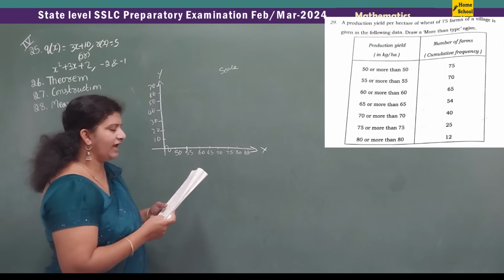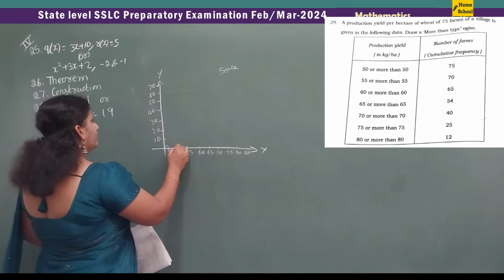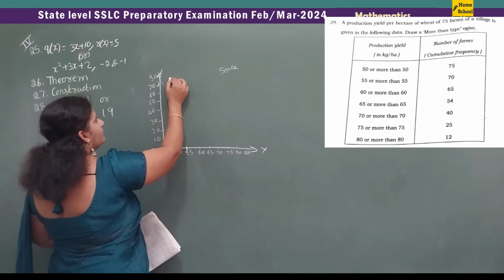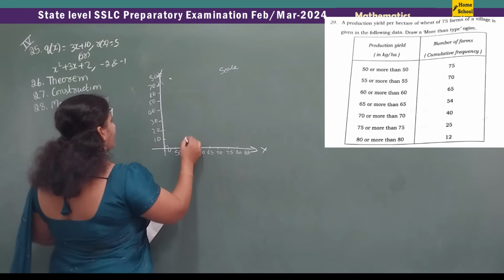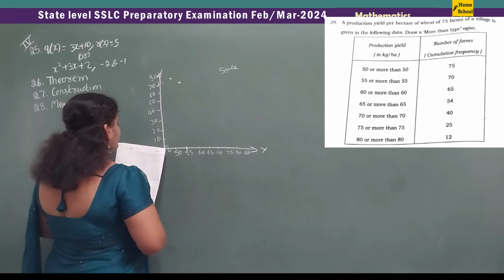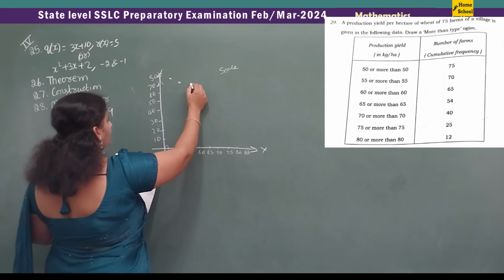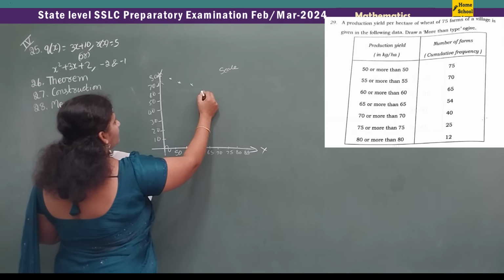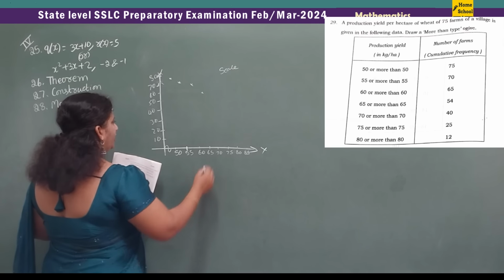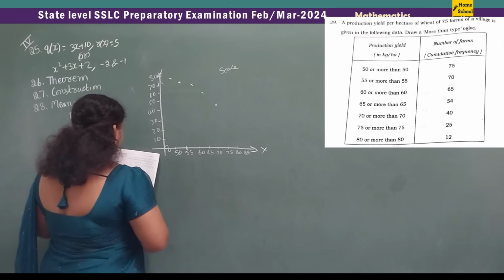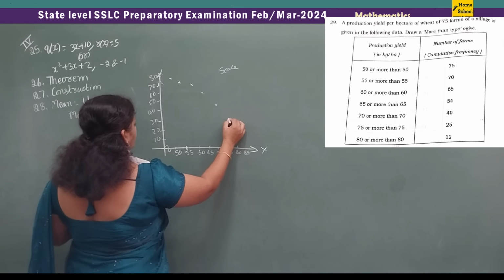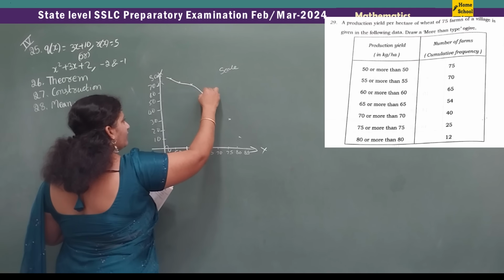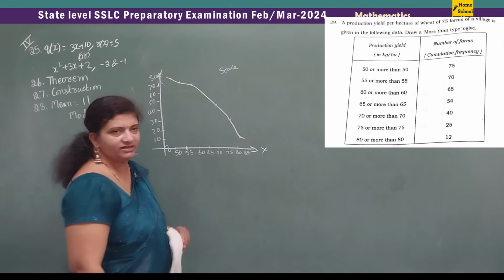Now when you start plotting your graph, first coordinate 50, 75. You need one more here up to 80. So 75 means here. Next 55, 70 here. 60, 65 here. Next 65, 54, that means here. 70, 40 here. 75, 25. 80, 12. So observe here, your more than type graph will be falling down like this.